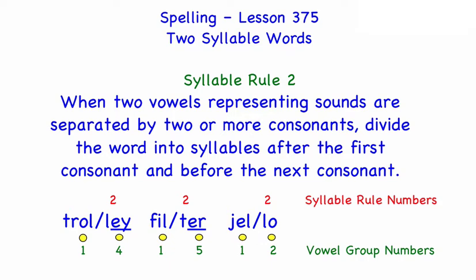Syllable Rule 2 says that when two vowels representing sounds are separated by two or more consonants, you divide the word into syllables after the first consonant before the next consonant. And determining the number of syllables in a word is the number of vowel sounds in a word. If you have one vowel sound in a word, you have a one-syllable word. If you have two vowel sounds in a word, you have a two-syllable word. So when you have multiple vowel sounds in a word, you have to figure out where to divide the word into syllables, and that's where these syllable rules come into effect.